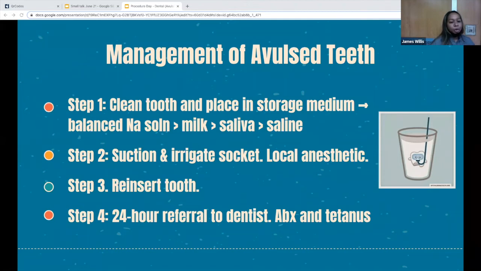In terms of what works best for the storage solution, it does affect cell viability. If you store the tooth in just a dry bag with no medium at all, the viability of the tooth is less than 60 minutes. Storage in milk gives you about 3 to 8 hours. If you get an oral rehydration solution or a balanced salt solution, you can get viability up anywhere from 12 to 24 hours. So it's really key to do that.